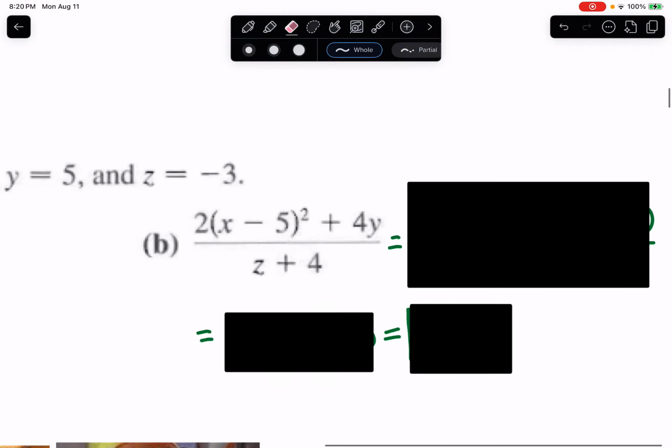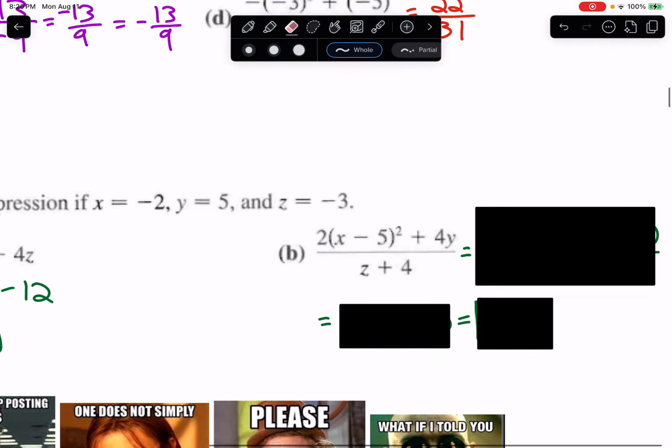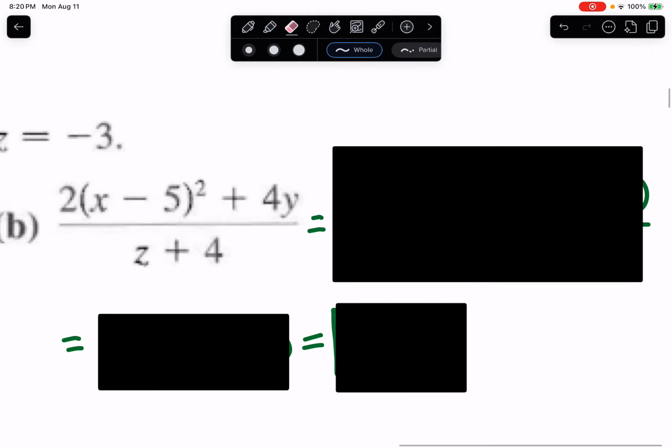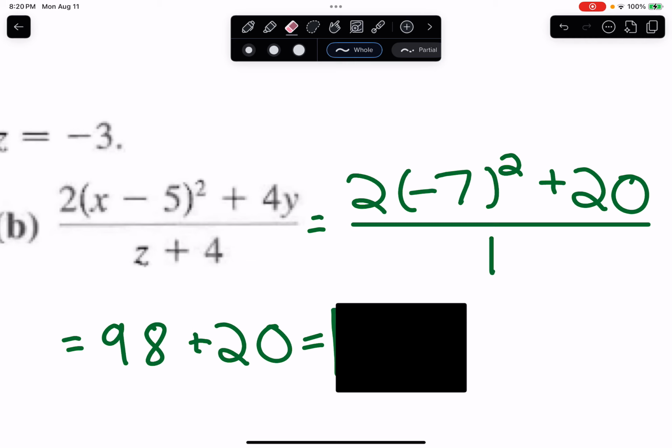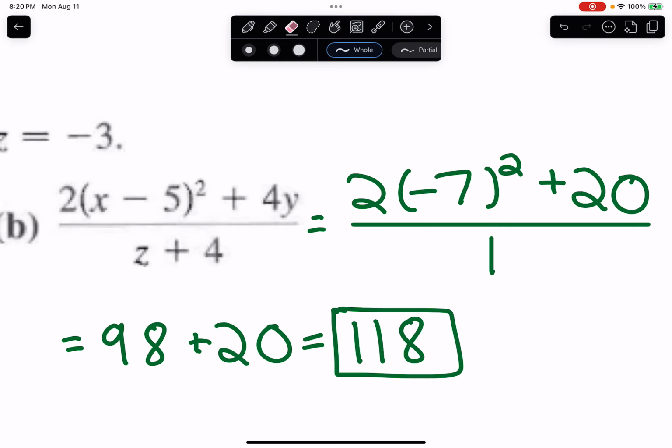Okay. For B, I'll take a couple more steps for this one, right? We're going to plug in X's negative 2 first. So negative 2 times negative 5 gets you negative 7 squared. 4 times 5 gets you the 20, right? And then negative 3 plus 4 gets you 1, okay? And now again, be careful here. Negative 7 squared is positive 49 times 2 gets you 98. Add 20, dividing by 1 you can ignore, right? And so you get 118.